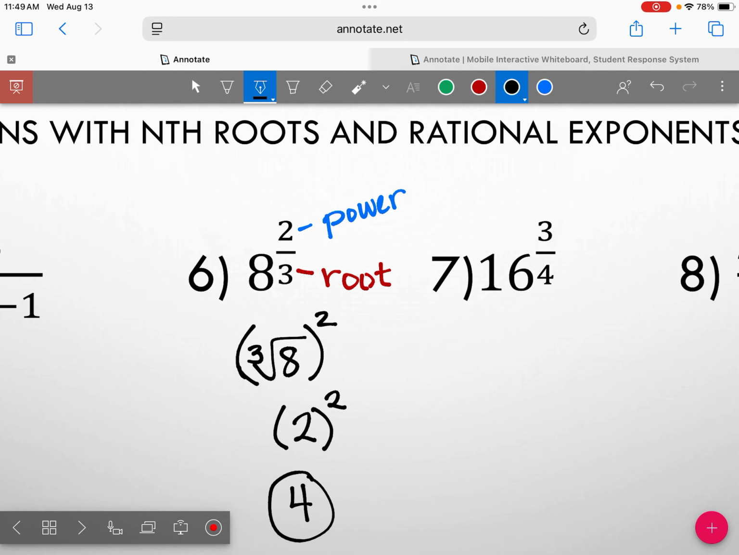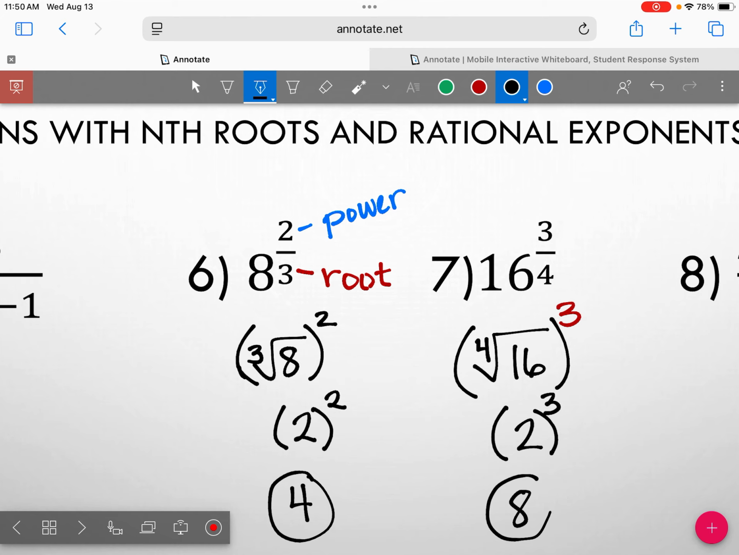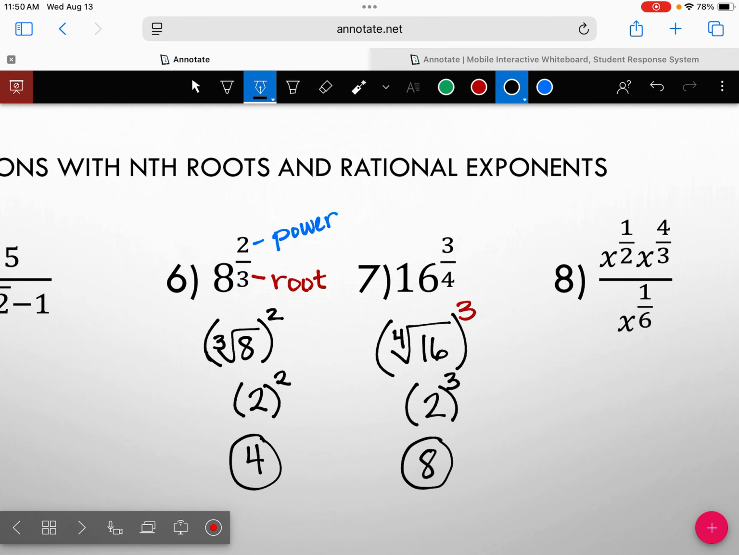So number 7, this is saying take the 4th root of 16, and then whatever answer we get, raise it to a power of 3. 4th root of 16 is also 2. 2 to the power of 3 would be 8. All right, any questions about 6 or 7? When you see that, again, there are 2-step questions. First, you have to do the root, and then you would do the power.